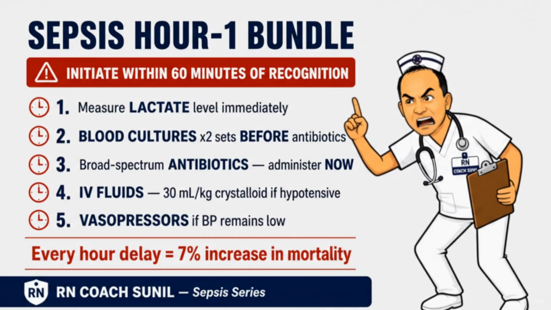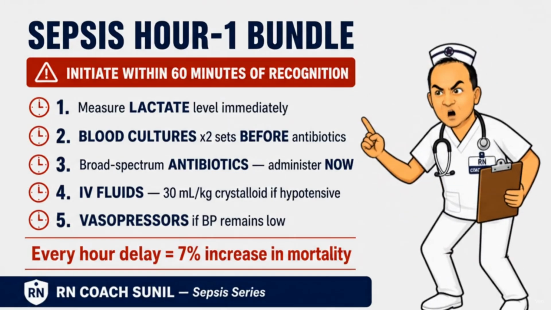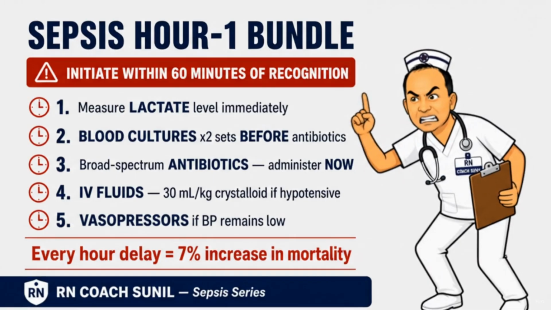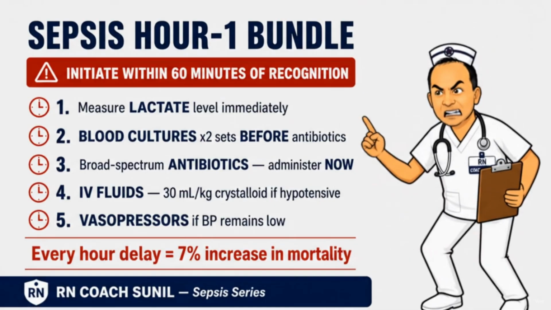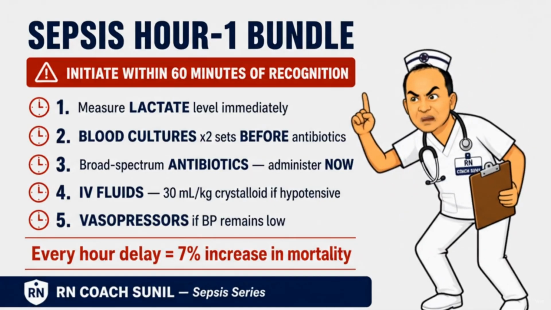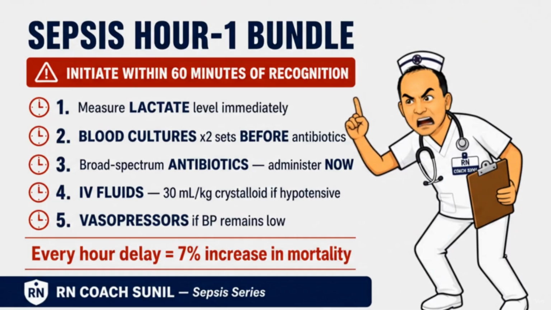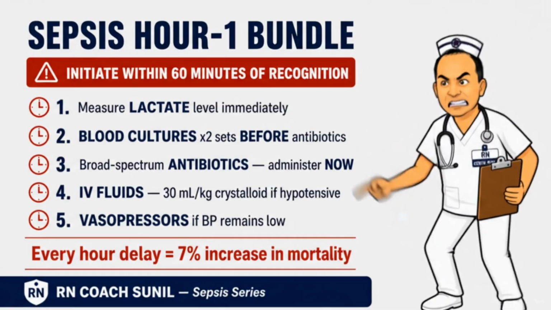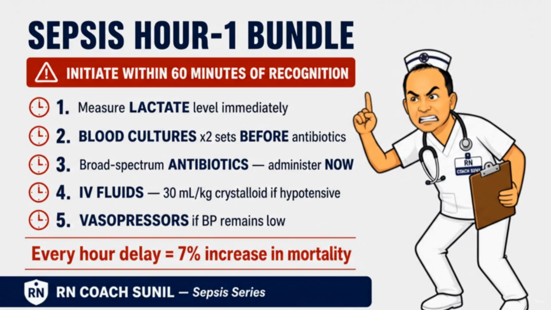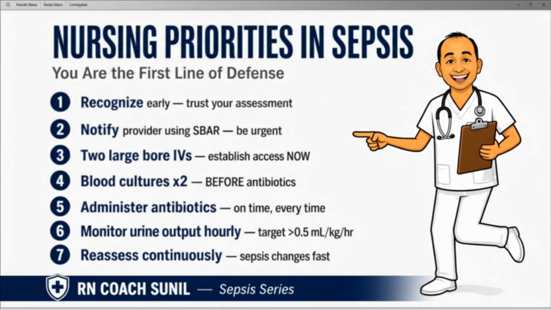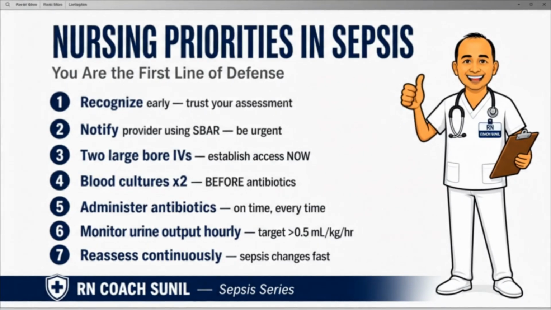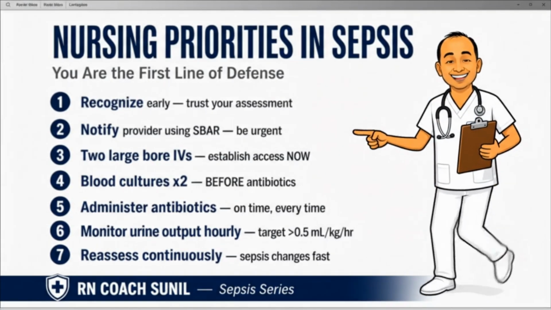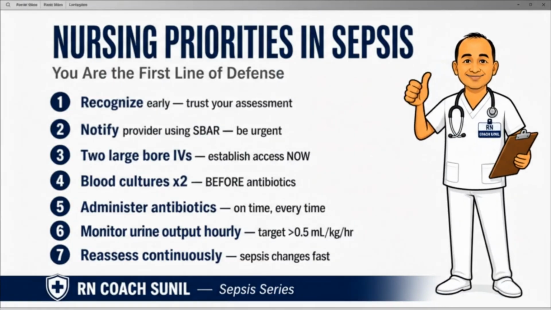When sepsis is identified, the Surviving Sepsis Campaign Hour-1 bundle must be initiated immediately. Within 1 hour, measure lactate level. Blood cultures before antibiotics. Broad-spectrum antibiotics administered. 30 milliliters per kilogram IV crystalloid for hypotension or lactate greater than or equal to 4. Vasopressors if patient remains hypotensive. Nurses, you initiate most of these interventions. You draw the cultures, you start the fluids, you notify the provider. Speed is everything, every minute counts.